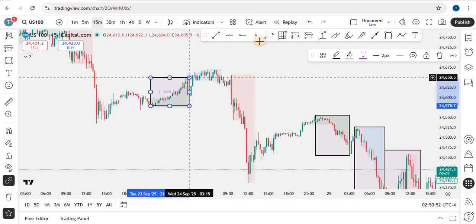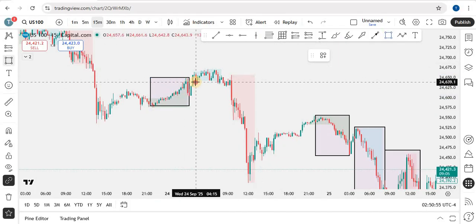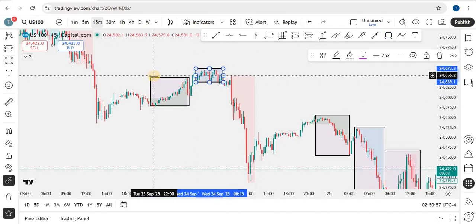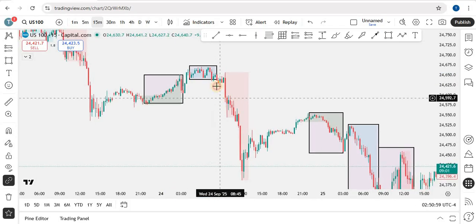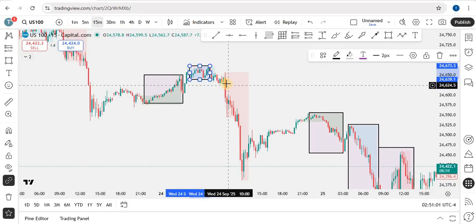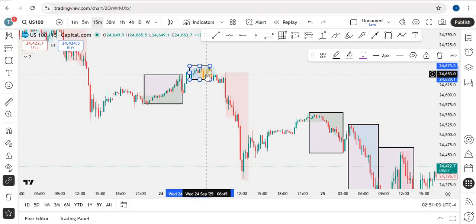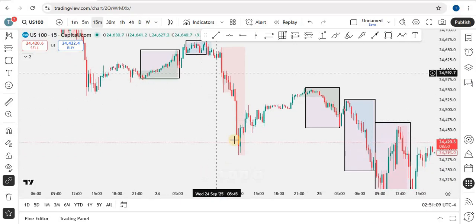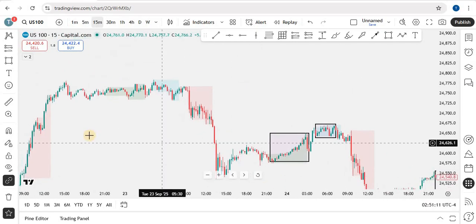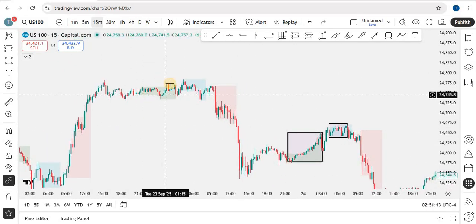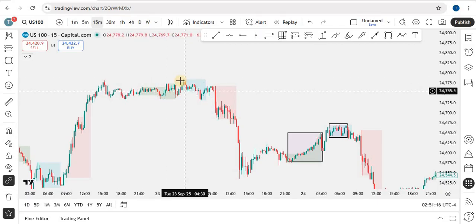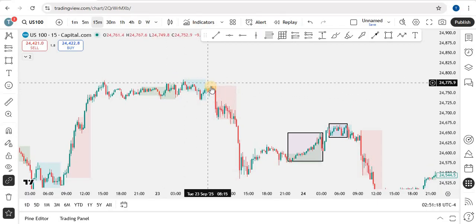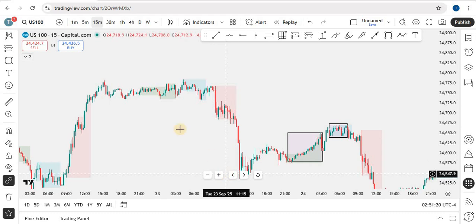Asia expansion, London consolidate plus liquidity purge of Asia high, and New York open 50% liquidity, you know, here the liquidity 50% and then expansion to the downside. Same, consolidate, one side purged and then expansion.